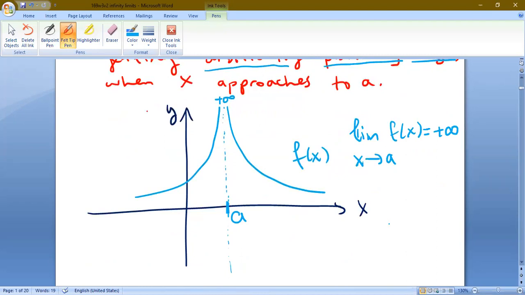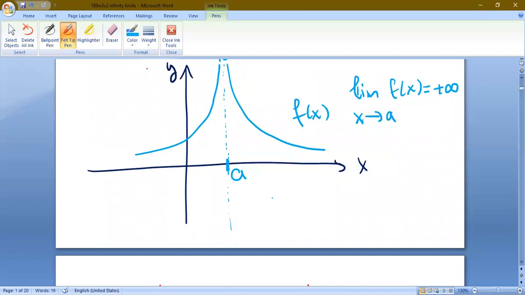So the output values are getting larger and larger. They don't stop at a finite number. So then we express this phenomenon in this way. We write the limit of the function gets positively arbitrarily large. Instead of saying positively arbitrarily large output values, we just write positive infinity. Okay, so that's a notation.